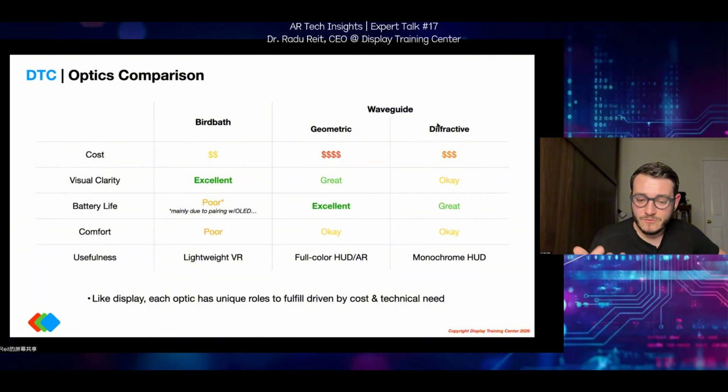Is it battery life and visual quality? Then you will have to pay a premium for a geometric waveguide. But if you're okay with the slightly lower visual clarity of a diffractive waveguide and higher power consumption, then you can start paying a little bit less for a diffractive waveguide, but maybe not as great of an end user device from a visual quality perspective.